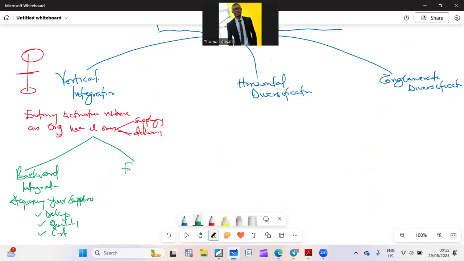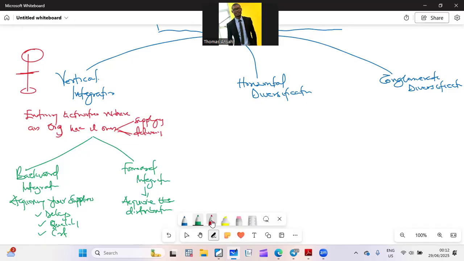Then we have the forward. So the forward integration is acquiring your distribution base. So you acquire your distribution base so that you can meet the timelines to your customers. Imagine you are selling something, a customer has bought something, you need somebody to deliver. Then the delivery people are delaying. Now, if you own it, then you do it yourself. All right. So that is that.